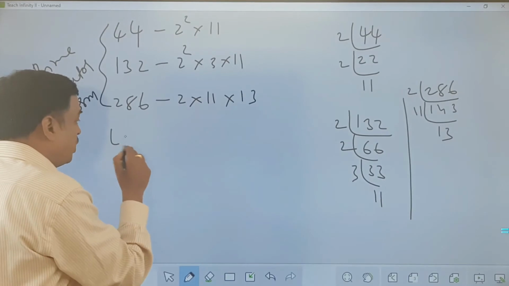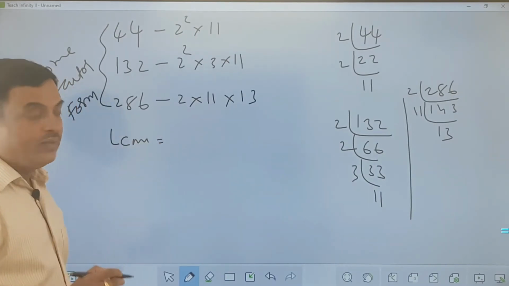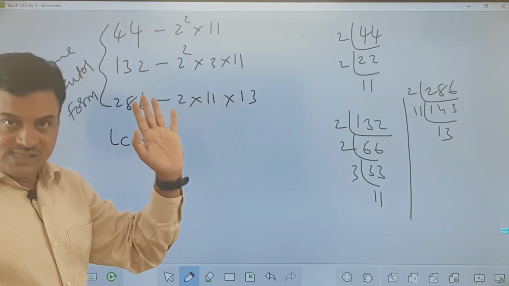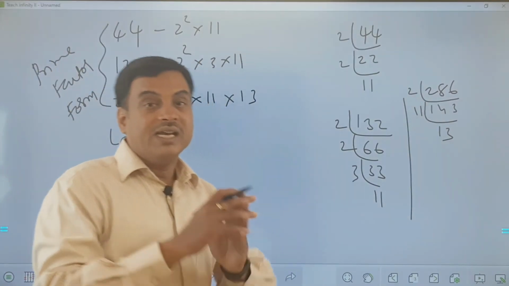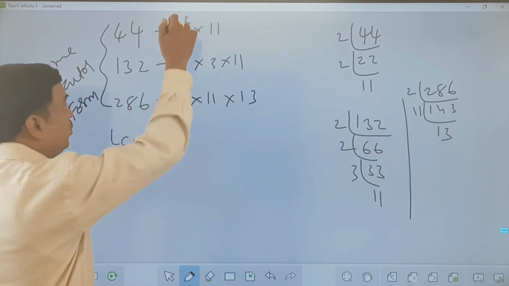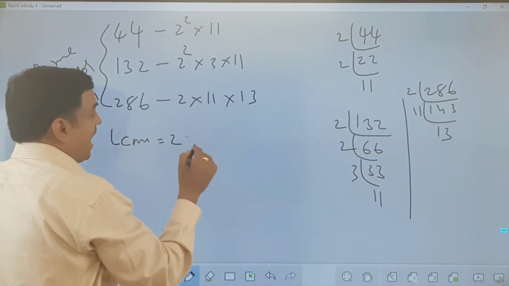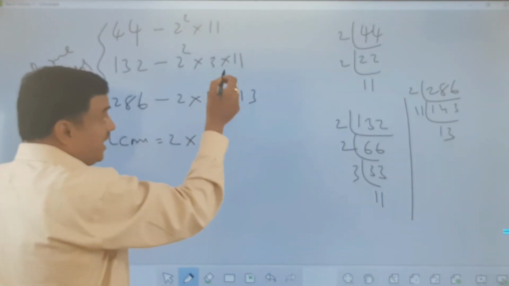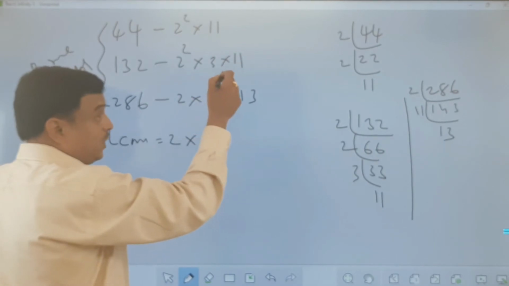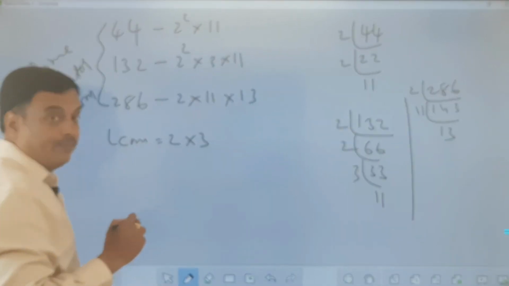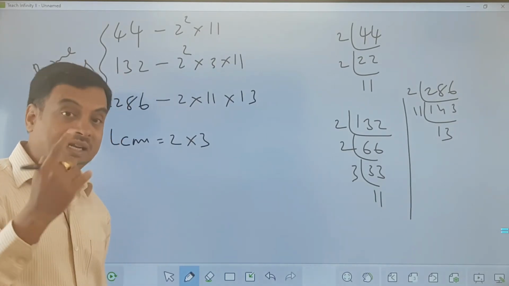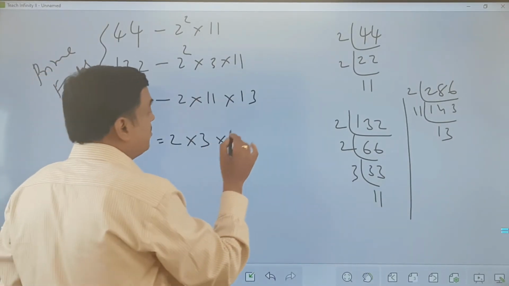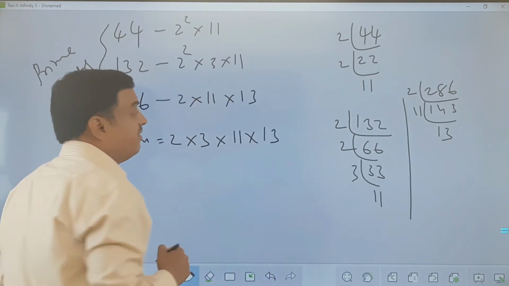Now to get the value of LCM, friends, what should I do? Select all the bases irrespective of the numbers. It need not be common in all three numbers. Select all the bases. Like I have 2 in all cases, I'll take 2. I have 3 in only one case, 132, I'll still take 3. That need not have to be there in all three numbers. It is there in one number, I should take it. And then the other numbers are 11 and 13.